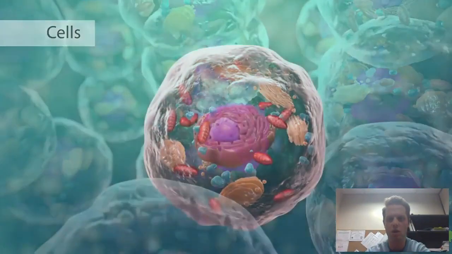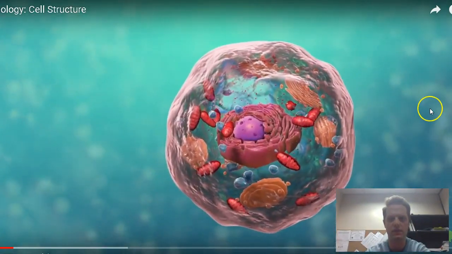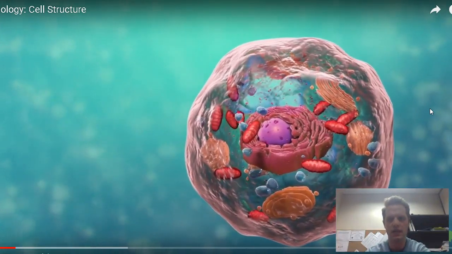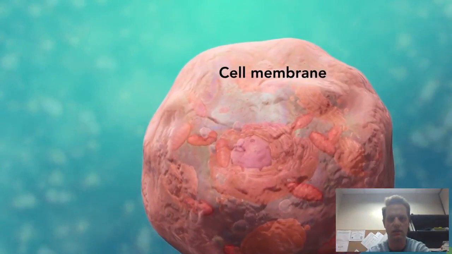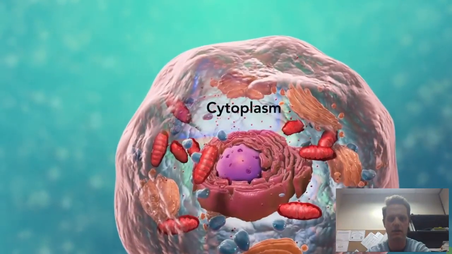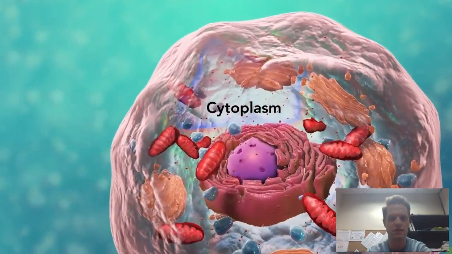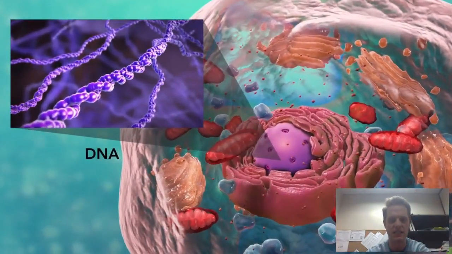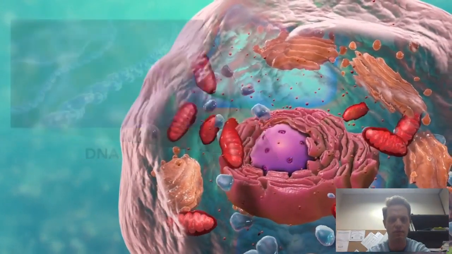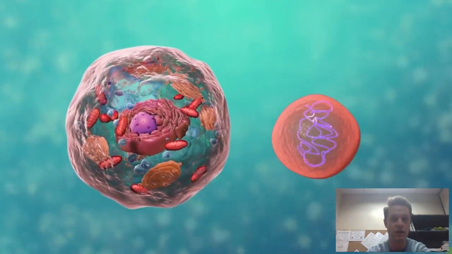Cells share in common certain things. For example, they all contain something known as a cell membrane, which controls what enters and leaves the cell, sort of like the guard of that cell. There's a jelly-like substance that fills it known as cytoplasm, and there is DNA inside each cell. It controls the information of how to make cells themselves.